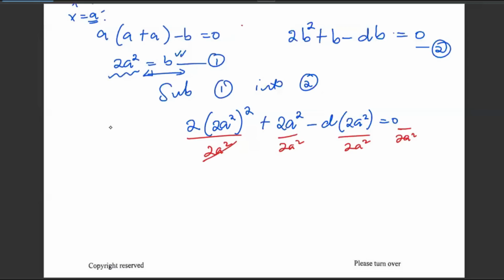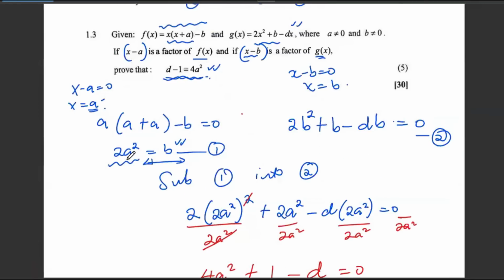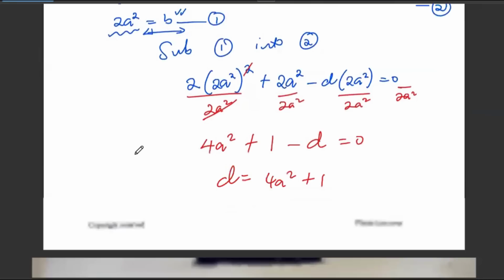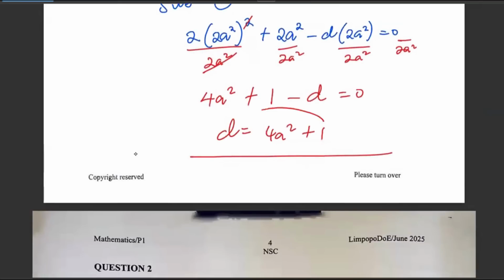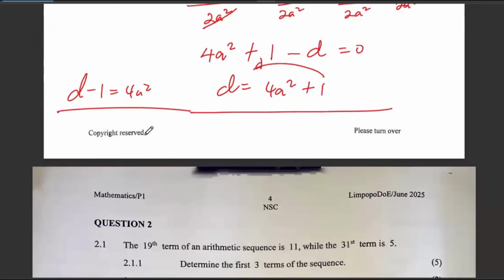So this kills one of them, meaning that I have 4a squared plus 1 minus a d is equal to 0. Then move the d to that side. So that d is just 4a squared plus 1. Isn't that what the question wanted? Oh, they want the 1 to be that side. Okay, meaning that we need to move this one this side. So that we get d minus 1 is 4a squared. All right, so that's what the question simply wanted for the other 5 marks.